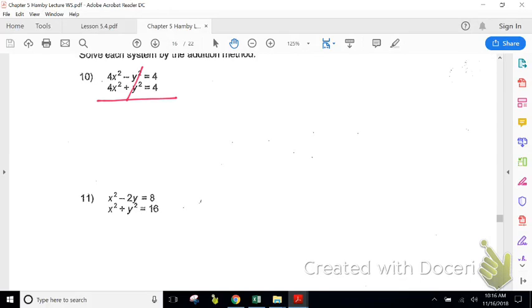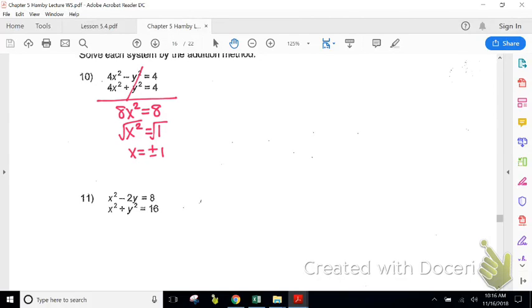So I have 4x squared plus 4x squared is what? 8x squared equals 4 plus 4 is 8. So what is x squared? And what is x? And remember, you take the square root, you get plus or minus, correct?